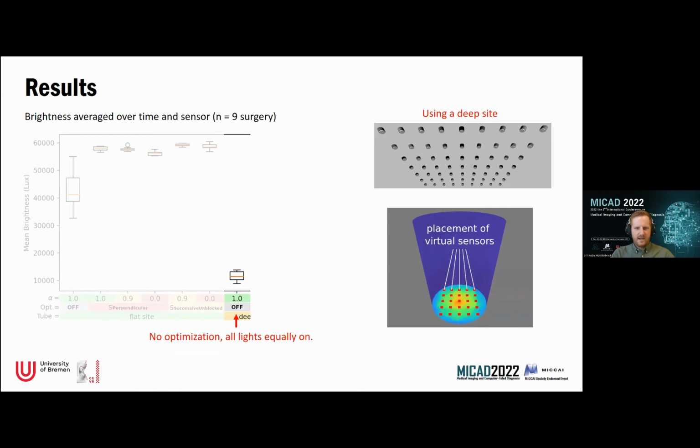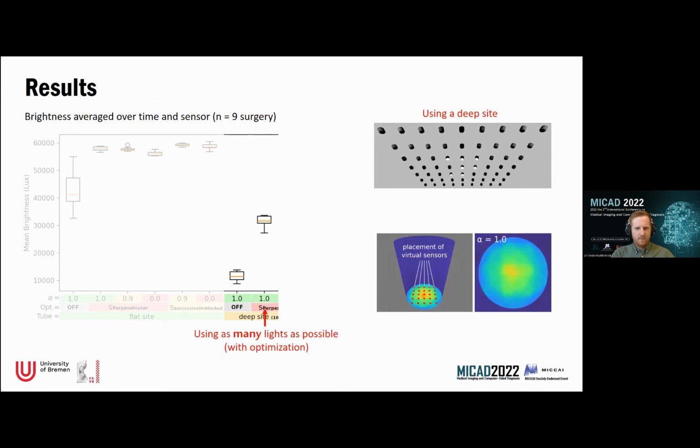But let's try a hard case where we have a deep site. When we use all lights simultaneously, again without optimization and occlusion test, barely any light is able to reach the ground of the site, so the average intensity is very low. With optimization, our brightness is way higher. Here we use alpha equals 1. That means as many lights as possible with free sight are used.